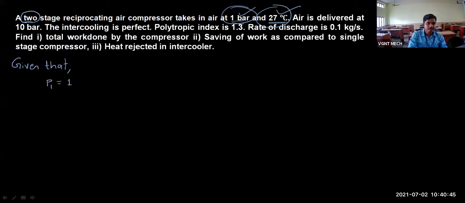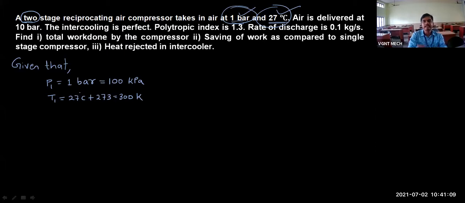P1 is equal to 1 bar. Okay, 1 bar is how many kilopascal? It is 100 kilopascal. And what is T1? T1 is 27 degrees Celsius, and we have to convert it into Kelvin. So it will be 300 Kelvin.